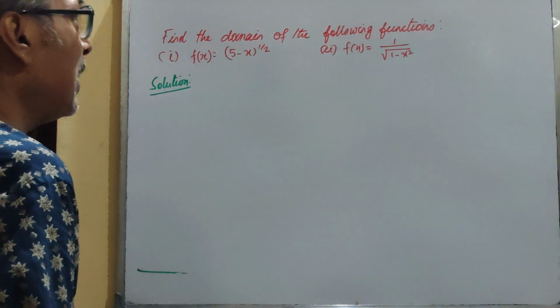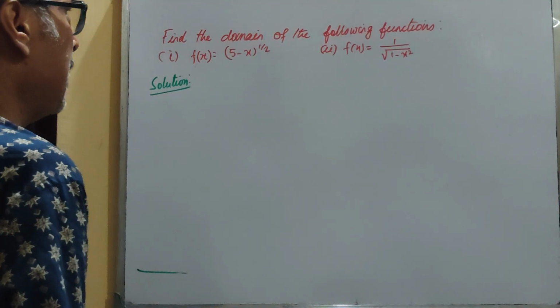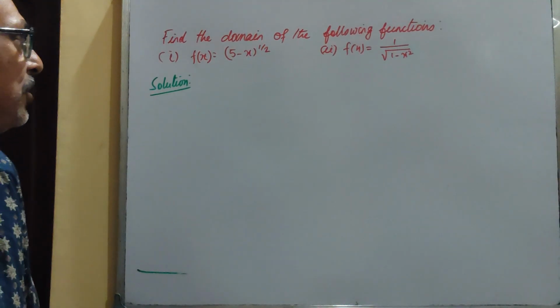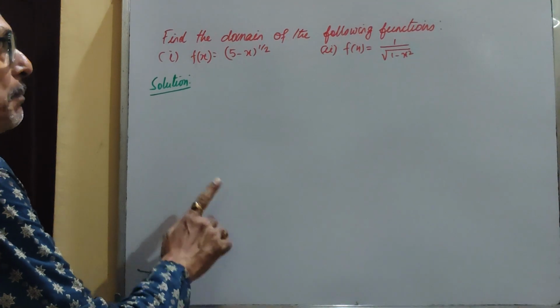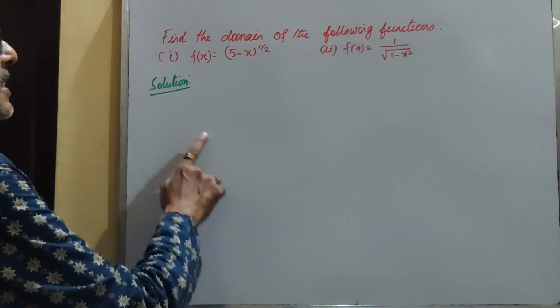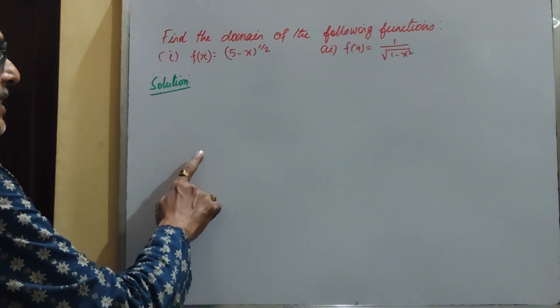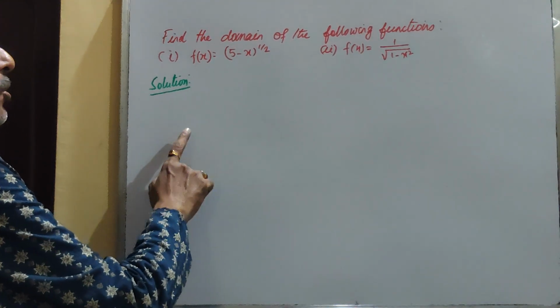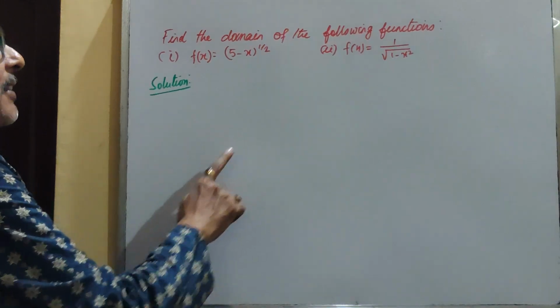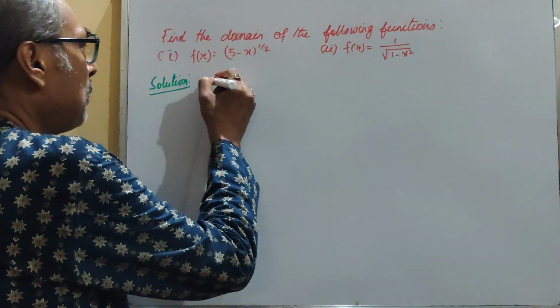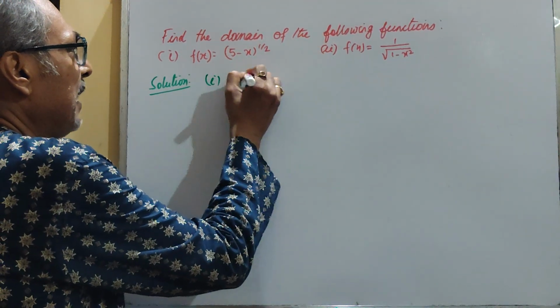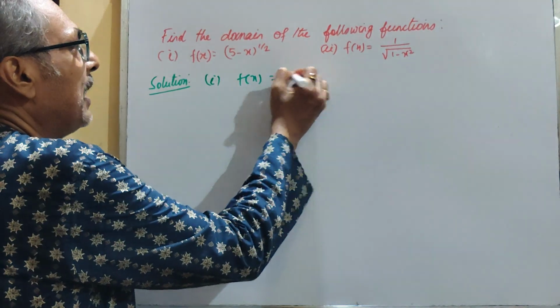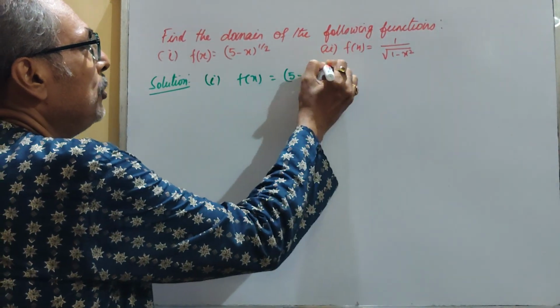Now the solution. What is the domain of a function? The domain of a function is the set of those values of the independent variable x for which the function is defined. That is, f of x will take only real numbers. Now the solution of part 1: f of x equals (5 minus x) whole to the power half.